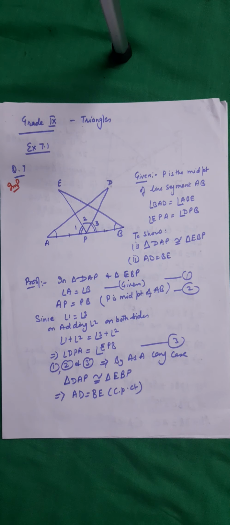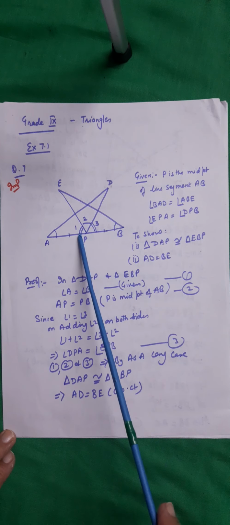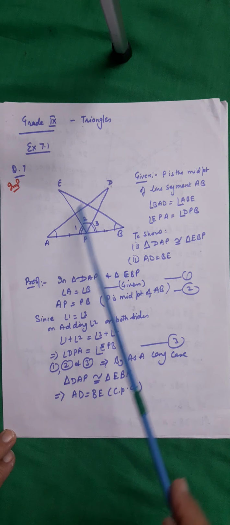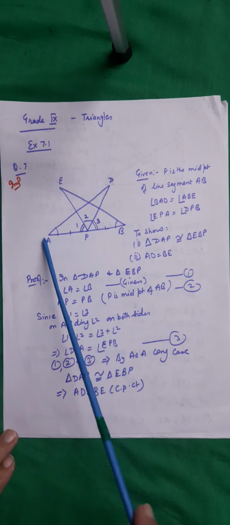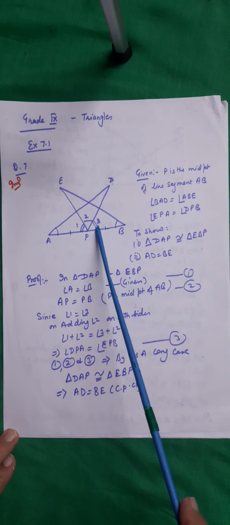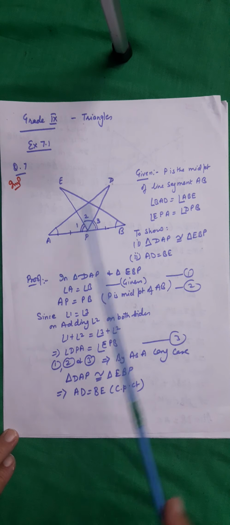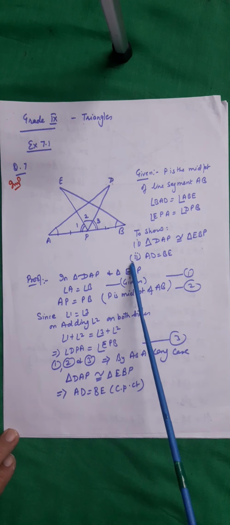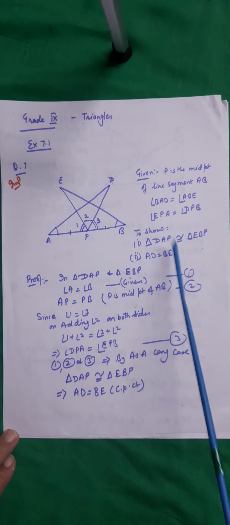Today we start with exercise 7.1 question number 7. So this is the figure for the question. It is given that P is a midpoint of the line segment AB. Angle BAD is equal to angle ABE. Angle EPA, that is angle 1 and angle 3, they are given to be equal. Then we have to show that triangle DAP is congruent to triangle EBP, and also that AD is equal to BE. AD and BE are equal. This is to be proved.